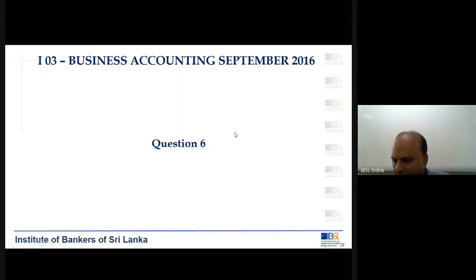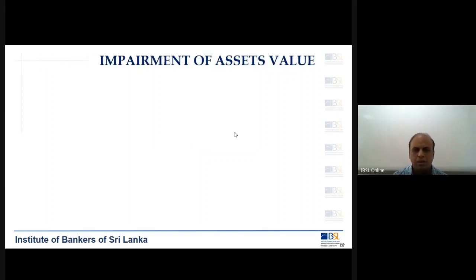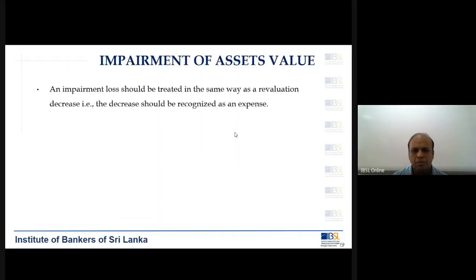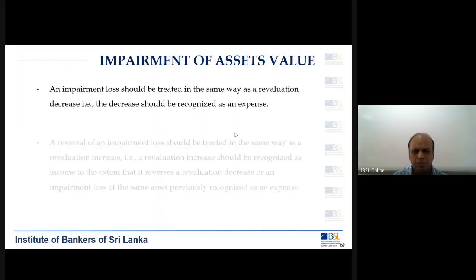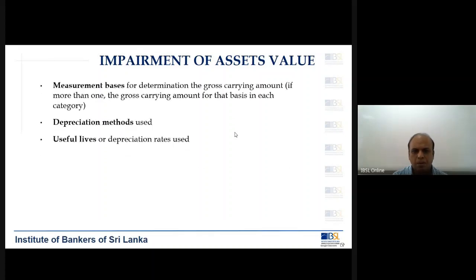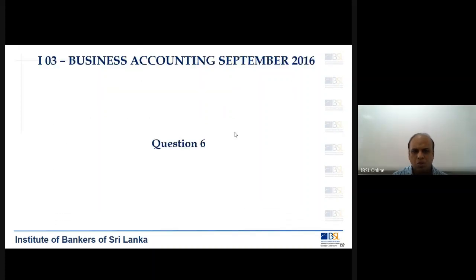Okay. We have looked at property, plant and equipment, LK 16. So the last item that was remaining on this was impairment. As I told you, impairment will be looked at subsequently. So let's look at question number 6, which was the question which came in the September 2016 examination.